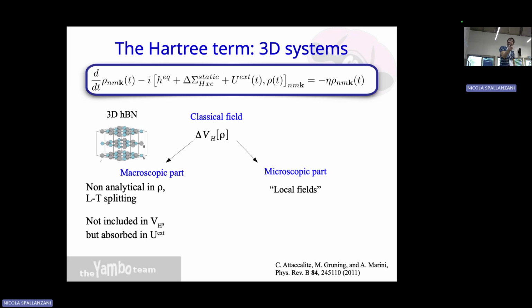So what we do in practice is we remove the macroscopic part from the equation. We don't include the macroscopic part in the Hartree potential, but we assume that the macroscopic induced field can be absorbed externally. It means that the Hartree potential will take this field part on top of it. It means that now it doesn't have the macroscopic part, so there is the bar also here. But then here we have the total field.